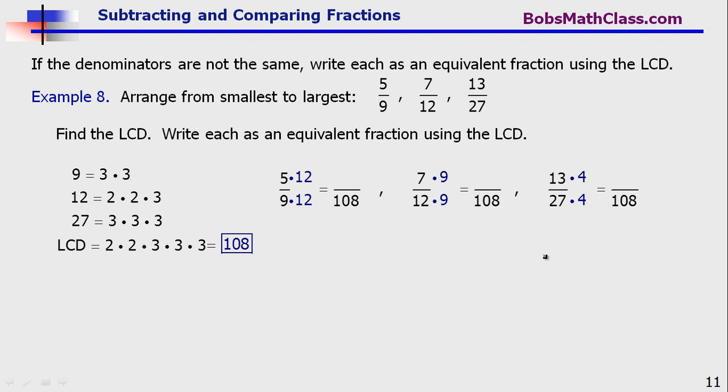And then multiply the numerators. 60, 63, and 52. So now we could arrange it. Which one's the smallest? The 52 is, right? But we're not going to write that number. We're going to write the original fraction. So the smallest is 13 over 27. The next smallest is the 60, which is 5/9. So 5/9 will be the second fraction, and then the largest will be the 7/12.